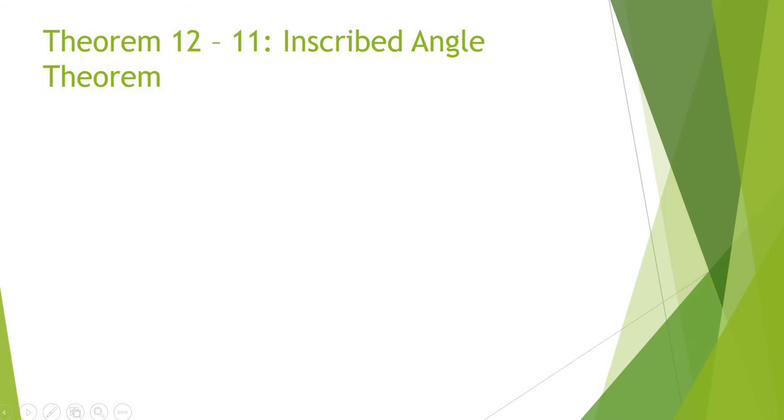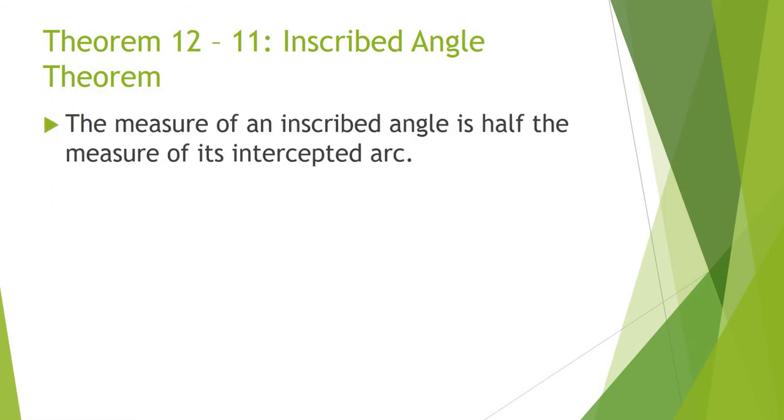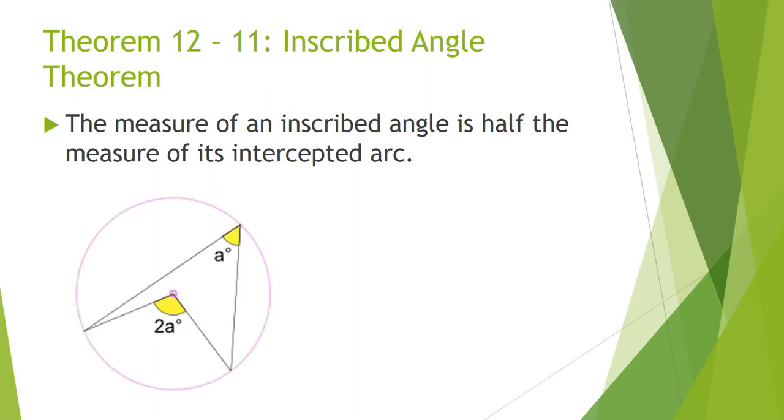Theorem 12.11 is the inscribed angle theorem. It says the measure of an inscribed angle is half the measure of its intercepted arc. So the angle measure is half of the measure we would get if we measured the arc. Remember, we always measure the arc from the center of the circle. So if this arc is 100 degrees, angle A would be 50 degrees.